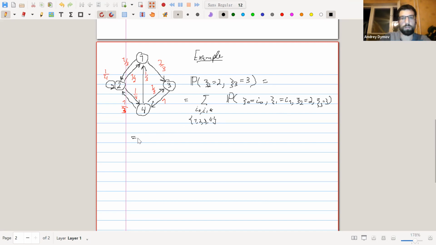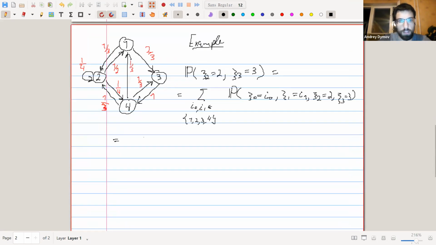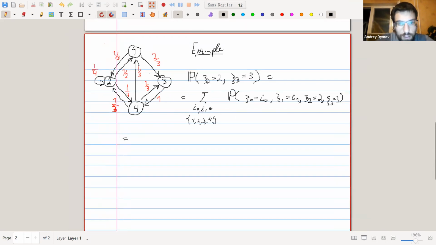Now let us look at the picture and note that not all paths are possible, right? From where can I arrive at position two? I can arrive at position two from position one, from position two, and from position four, not from position three. We have xi2 equals 2 and xi3 equals 3, but there is no edge between 2 and 3, so it equals 0 automatically.